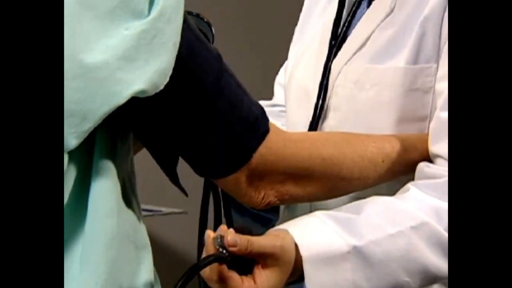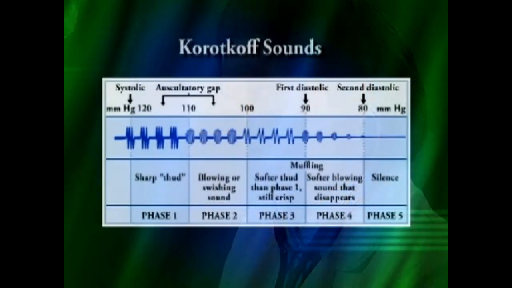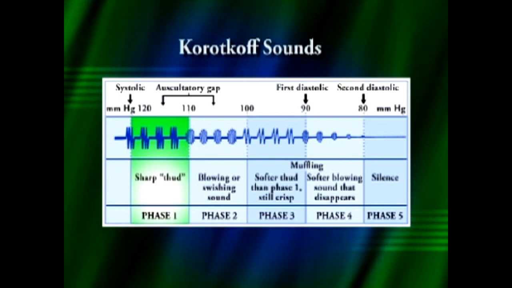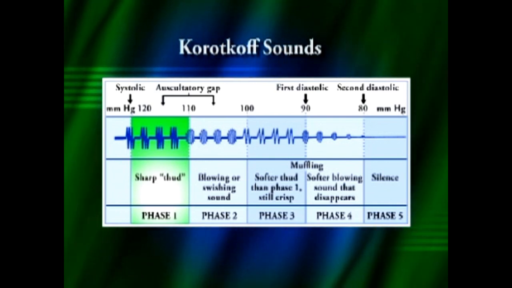Then deflate the cuff slowly and listen for Korotkoff sounds. In phase 1, sharp thudding occurs. The first 2 beats mark the systolic pressure.